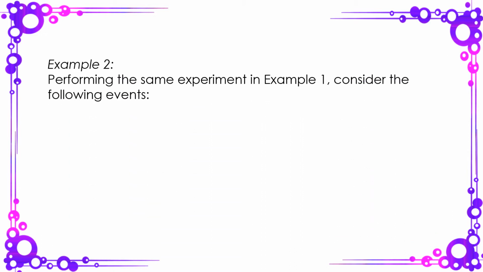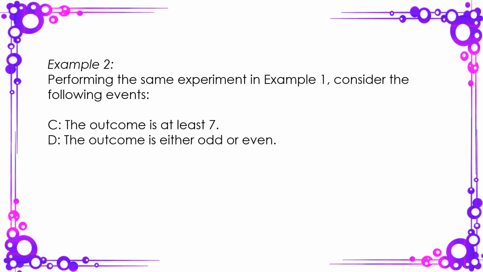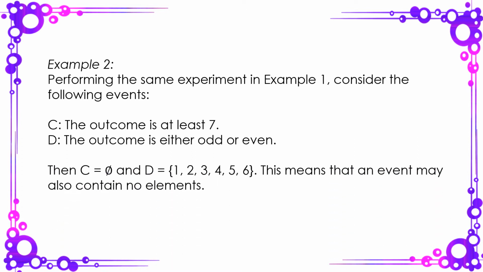Example number 2, performing the same experiment in example 1, that if we are going to roll a die, consider the following events. Letter C, the outcome is at least 7. And letter D, the outcome is either odd or even. So if we are going to answer letter C, the outcome is at least 7, so C is an empty set, or you can see here the symbol of 0 with a slash.